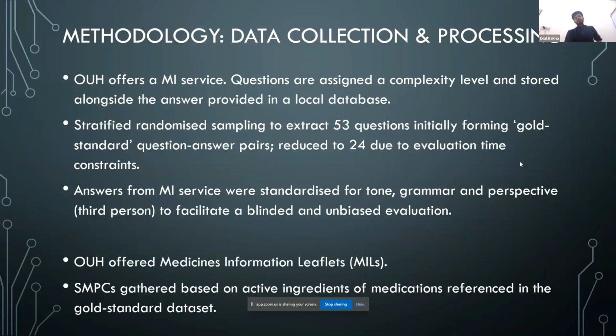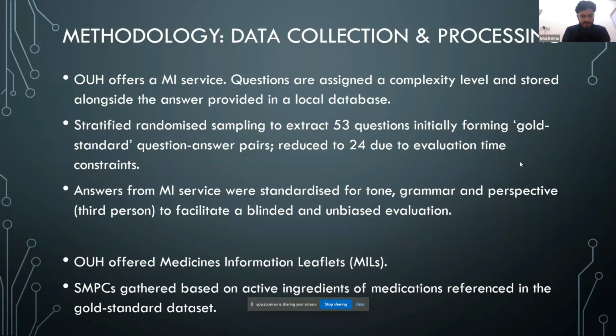So, methodology. We had access to a medicines information database at Oxford University Hospitals, where patients and healthcare professionals ask questions to the pharmacy service, and specialist trained pharmacists perform literature reviews and literature searches, look at the question and provide an answer. We performed stratified randomized sampling to extract 53 questions initially, but that was reduced down to 24 due to evaluation time constraints. And I'll talk about that in a little while.